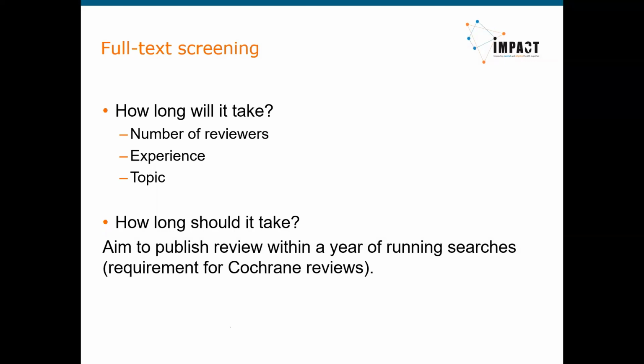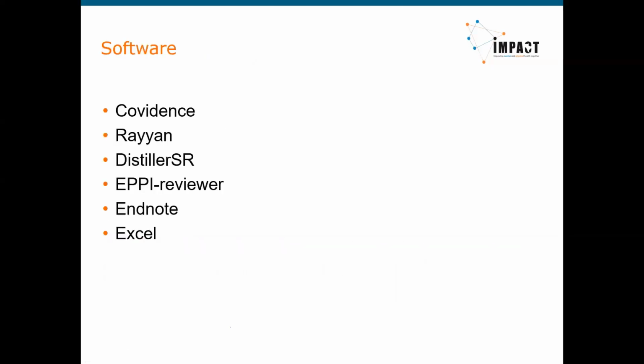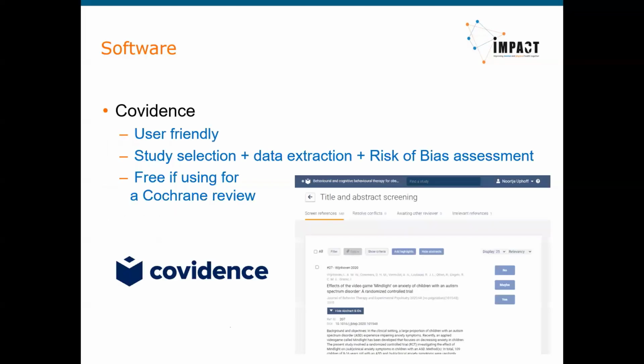So it's a good idea to get on with this stage, do it quickly, get different people involved, and then you have your results and you can move on to the next stage. So there's different software you can use, and I'll just give you a really brief overview of some of them. Covidence is what we use for Cochrane reviews.